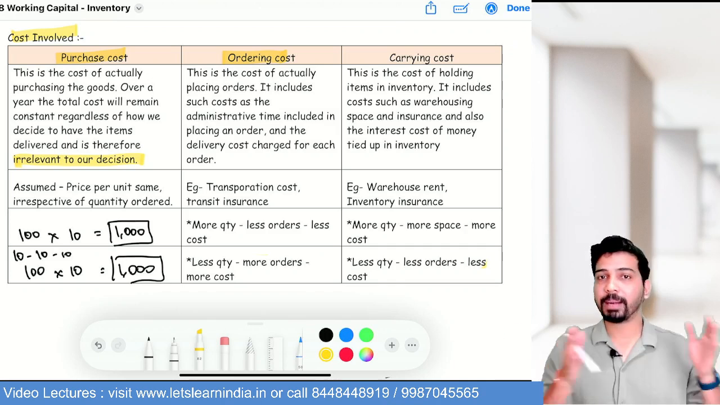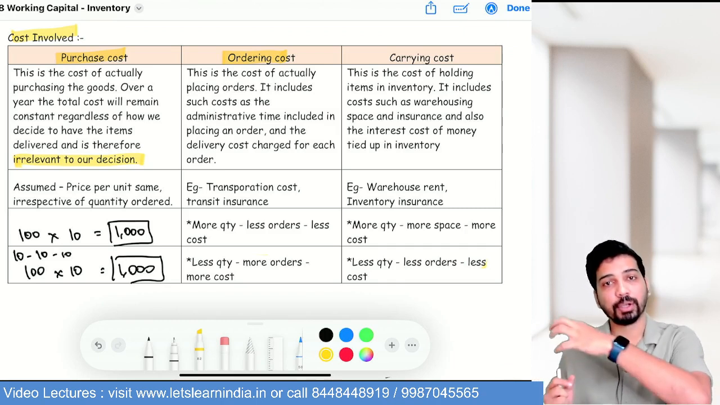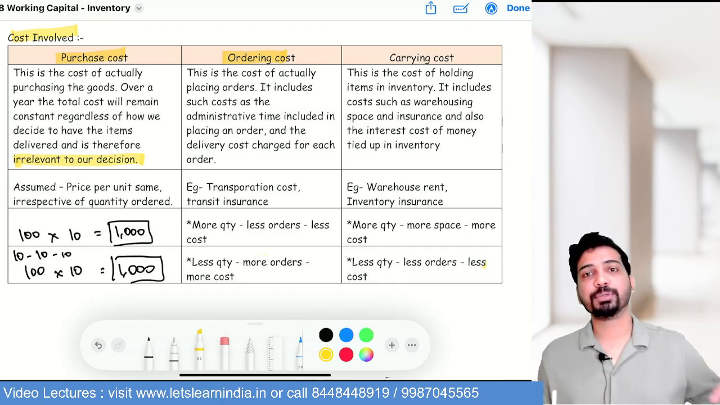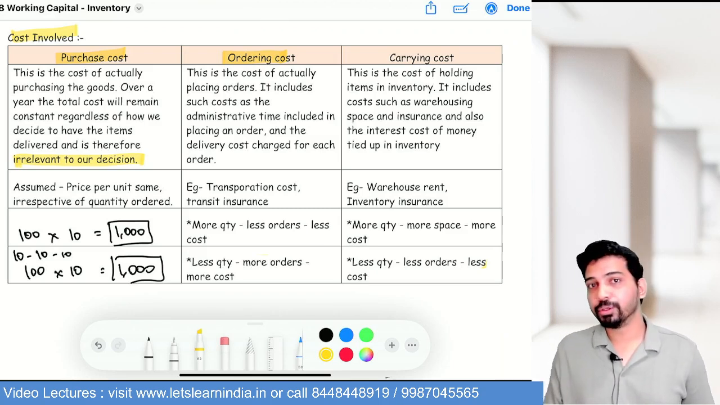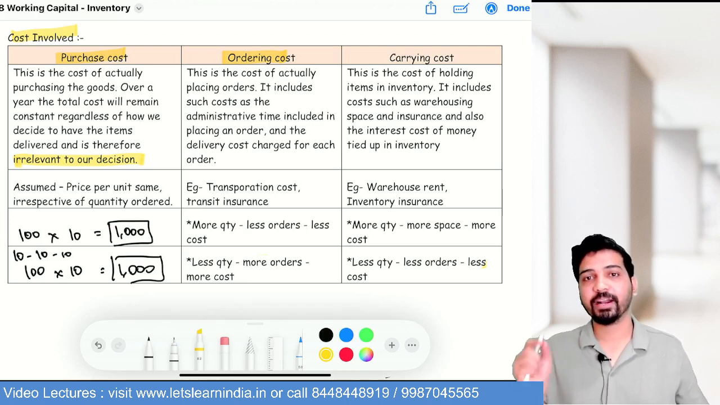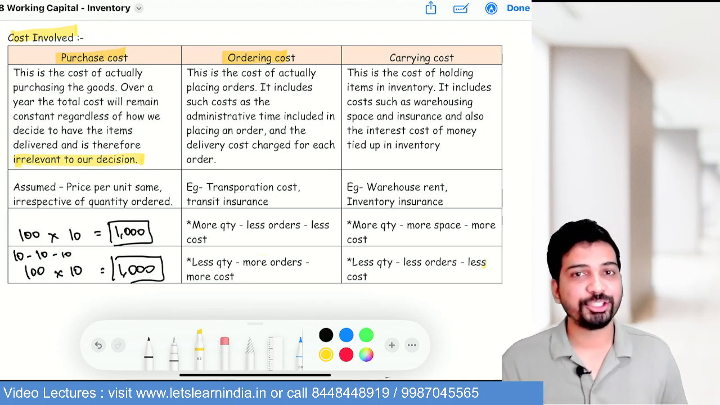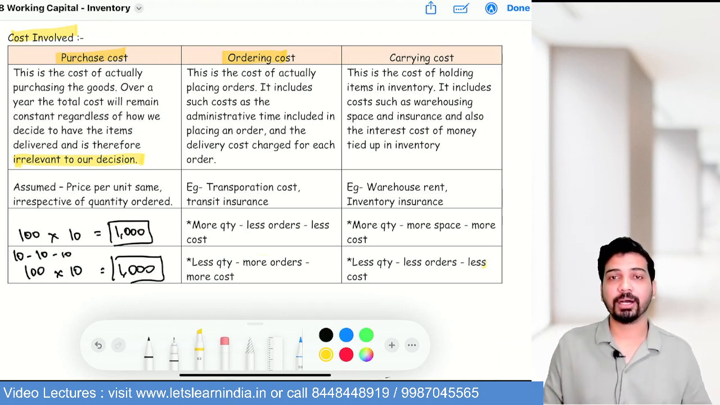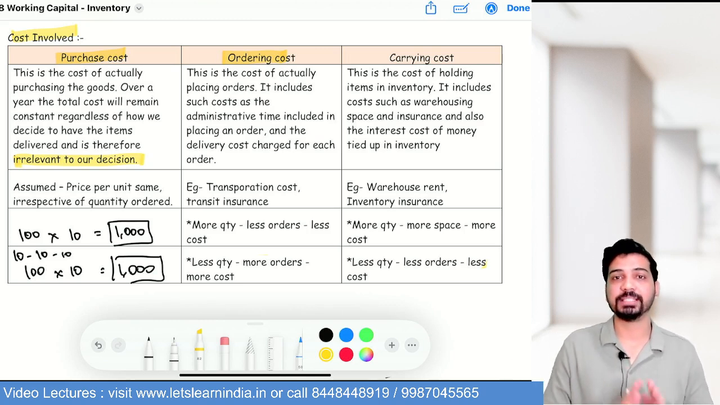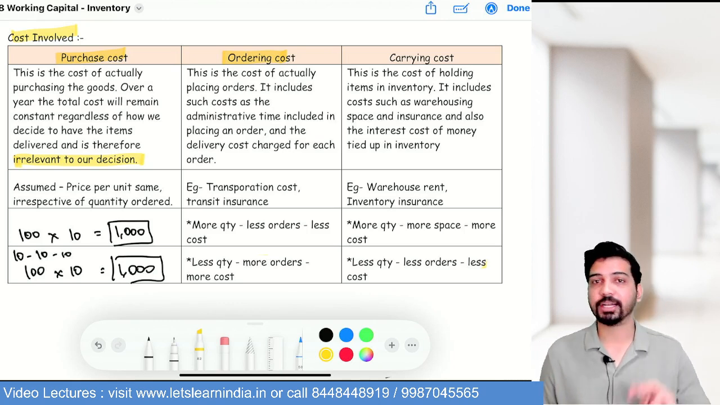For example, if you have your plant in Gurgaon, and you procure raw material from Karnataka. So every time you place an order, there's a transportation cost involved in transporting the raw material from Karnataka to Gurgaon. There will be admin related cost. And when you're transporting your raw material from Karnataka to Gurgaon, you'll also have to take a transit insurance so that your goods are safe, and you are protected in case any damage or accident happens. So it will involve transportation cost, transit insurance cost, and other admin related cost.